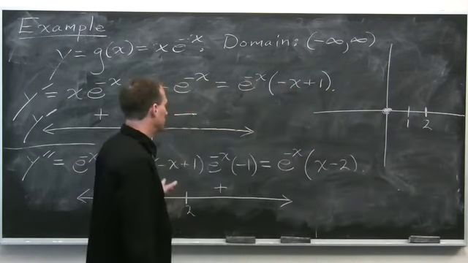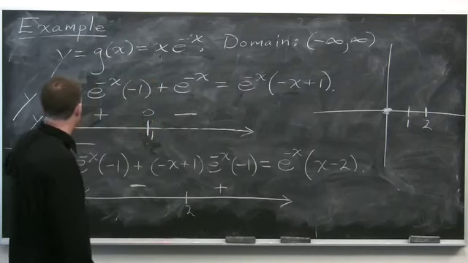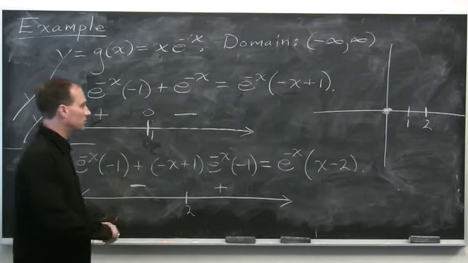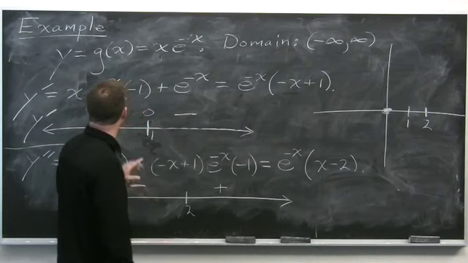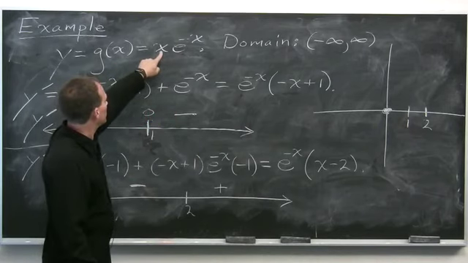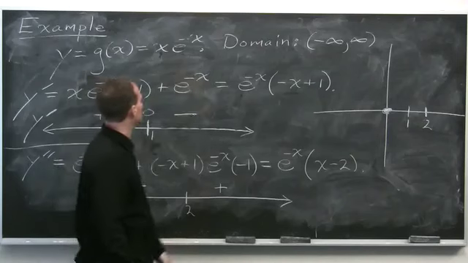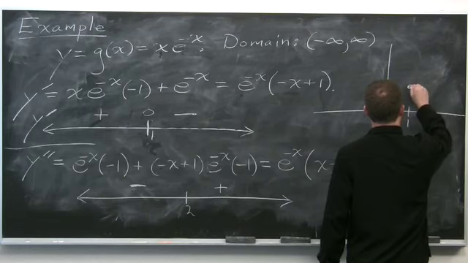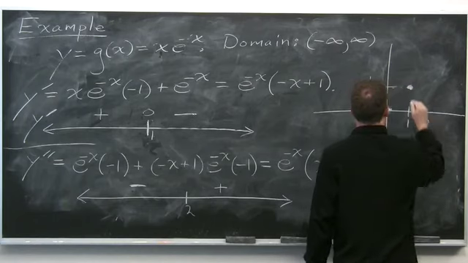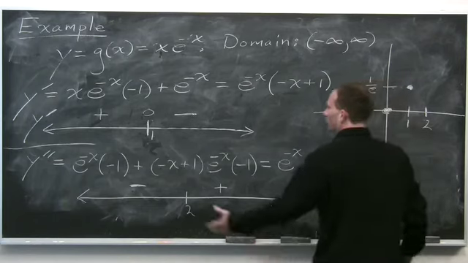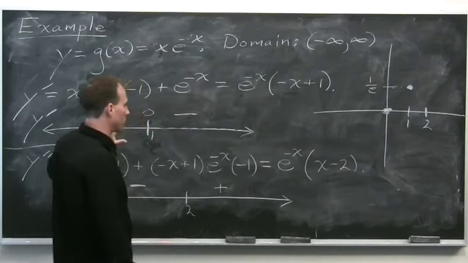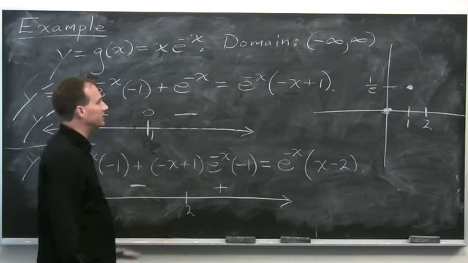What does the graph do? The y prime is positive until 1 and negative after that. So y itself increases until x equals 1 and decreases after that. When x is 1, the value of the function is 1 times e to the minus 1, so it's 1 over e. I'm going to just pick my scale by hand the way I want to. I'm just going to say 1 over e is here. And this is a global maximum. Our function increases until there and decreases after that.